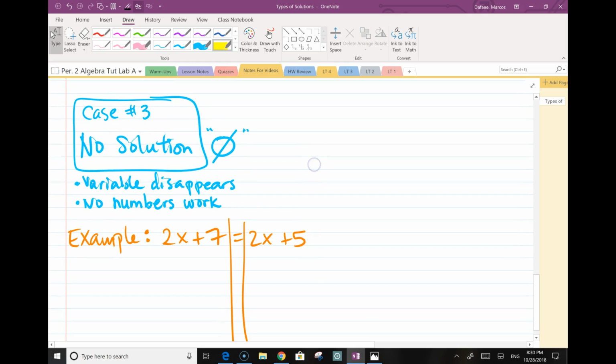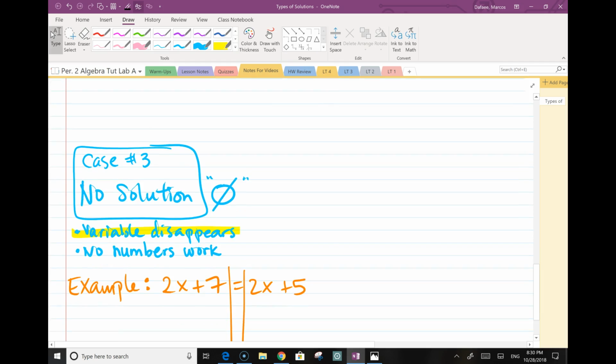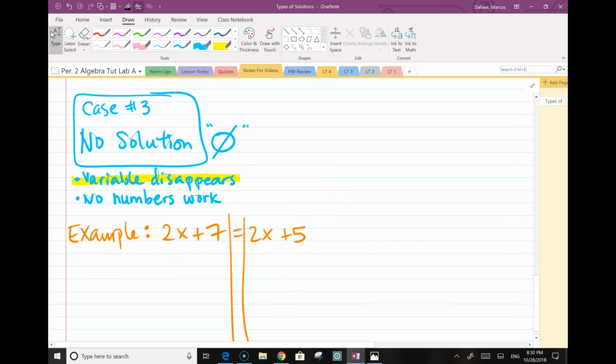The last case is when there is no solution. One thing you might have noticed by now is that the first criteria is that the variable disappears. This very same thing happened when we looked at the previous case with infinite solutions. So this is one thing that these two cases, numbers 2 and 3, have in common. The variable will disappear if you continue to solve it to the end as if you're looking for the variable. The other criteria is that no numbers would work.